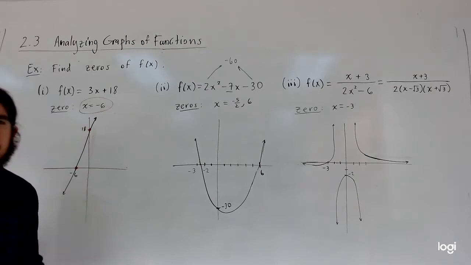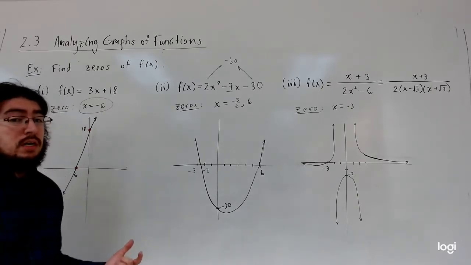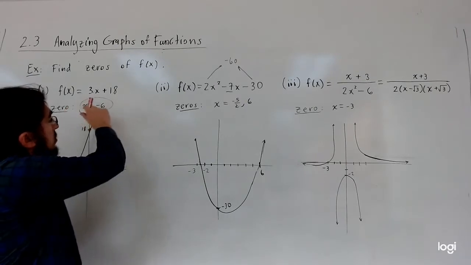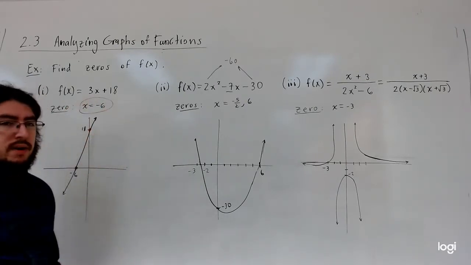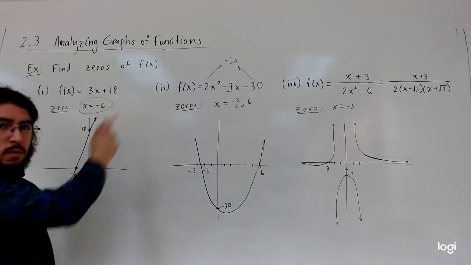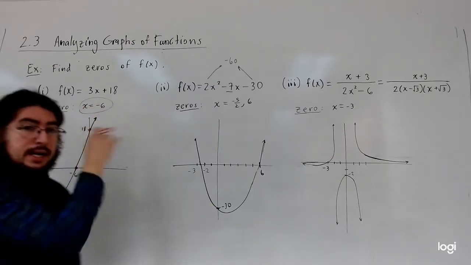Y-intercepts are actually really easy to find because they're just f of 0. If you think about it, x is 0 for the y-intercept. So when you let x equal 0, you get 18. It's a line because it's linear. So just find the zero and the y-intercept, plug in 0, and connect those with a line.